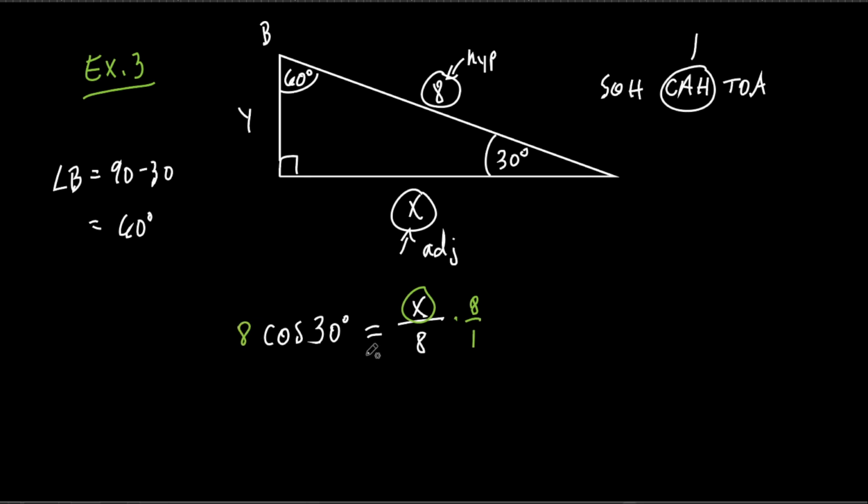Now this cosine of 30, it looks kind of weird, but it just represents a number. All right? It's just a decimal number. You can use your calculator. This is where everybody's going to need a calculator. You don't need a graphing calculator. You just need a little scientific calculator.